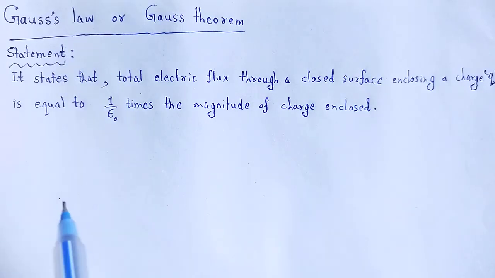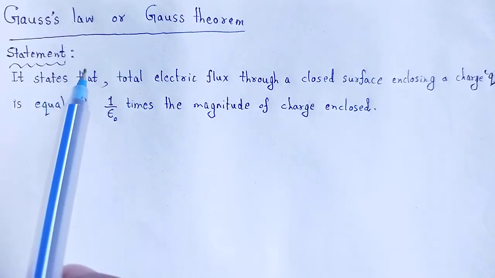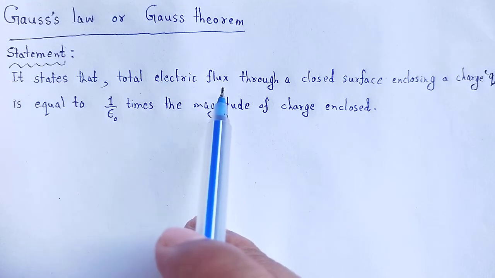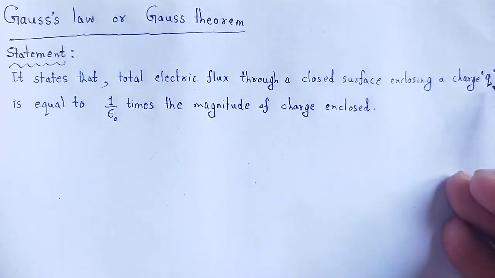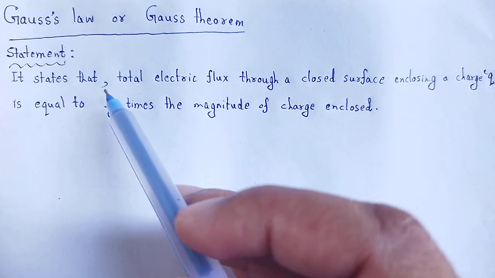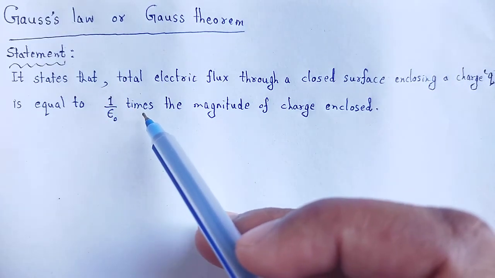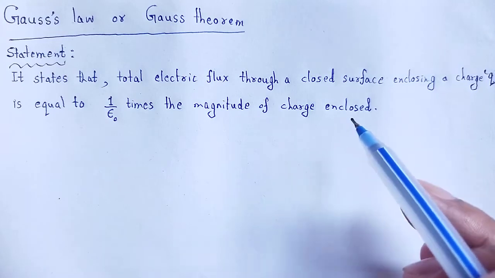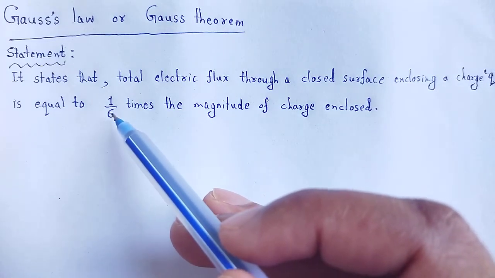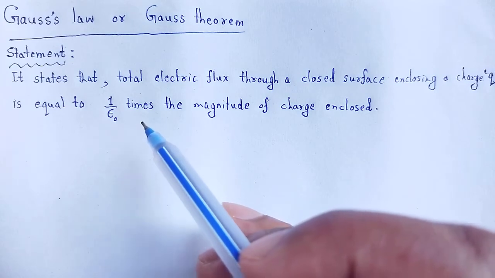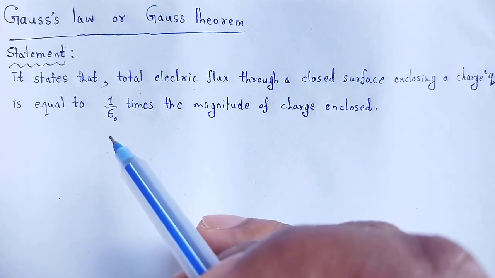Statement of Gauss's law. The law states that the total electric flux through a closed surface enclosing a charge q is equal to 1 by epsilon naught times the amount of charge enclosed within that surface, where epsilon naught is the permittivity of free space.